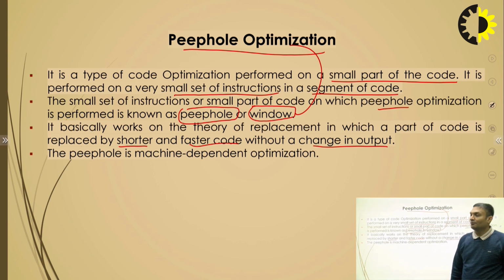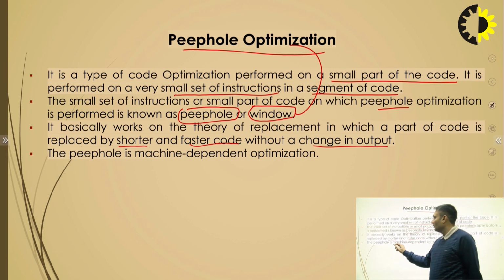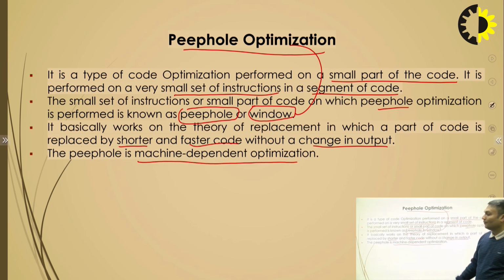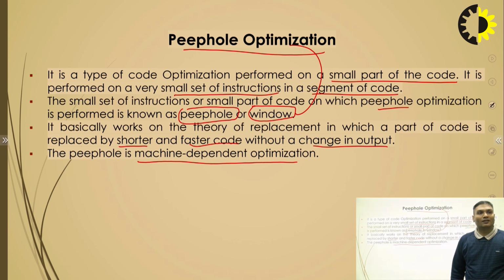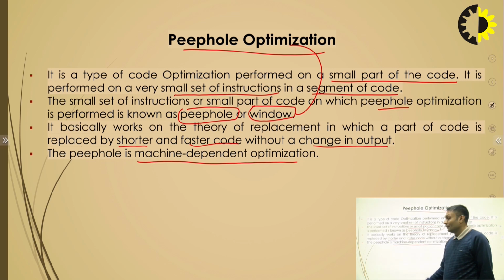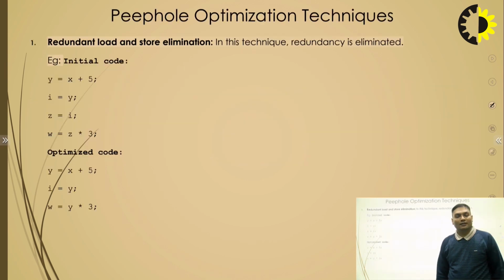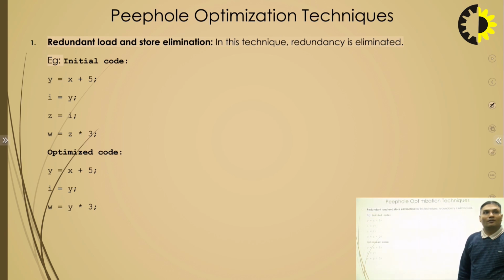And as I told you, peephole optimization comes in the category of machine dependent optimization. So this is the difference between machine independent and machine dependent: where the machine is not considered when we are performing the optimization, and here machine instructions are considered when we are performing the optimization. So let's understand the different techniques of peephole optimization.